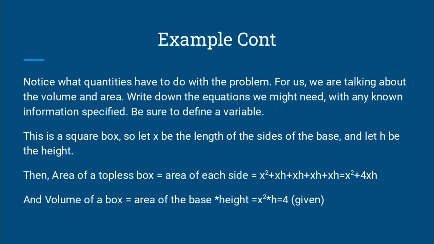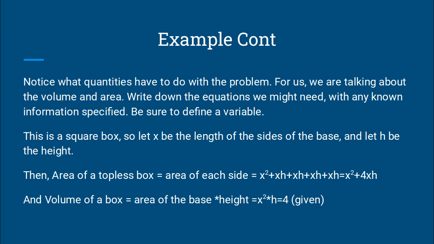So we'll write down the equations that we might need, which will probably be the volume and area equations, with any known information specified. So we'll have to define a variable first, though. So like I said before, it's a square box. So we'll say that x is the length of one of the sides of the base, which means it's also the size of the other side, and h is the height.